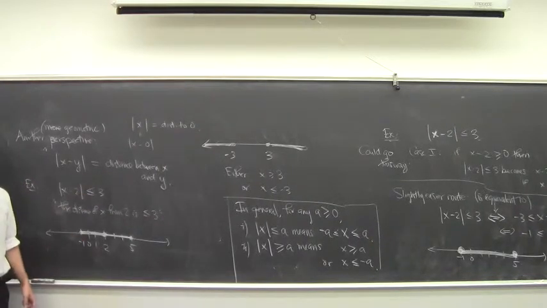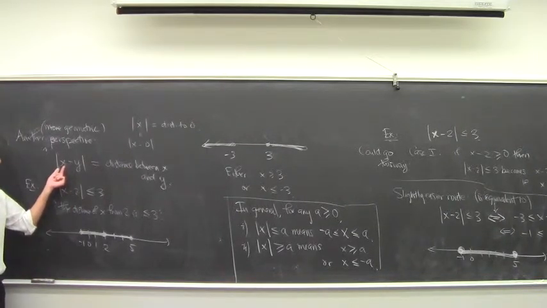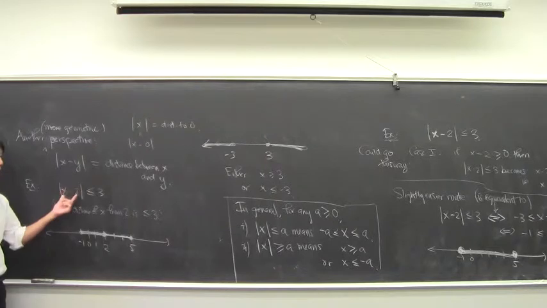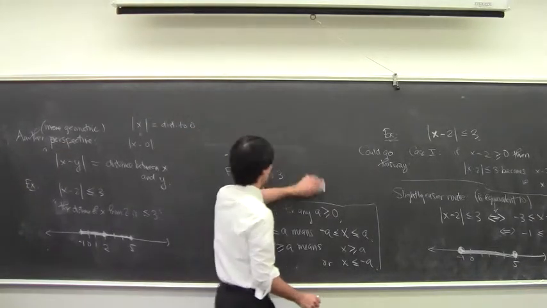Isaac. It doesn't matter that the number is minus 2. So x minus y is the distance from x to y. Okay.